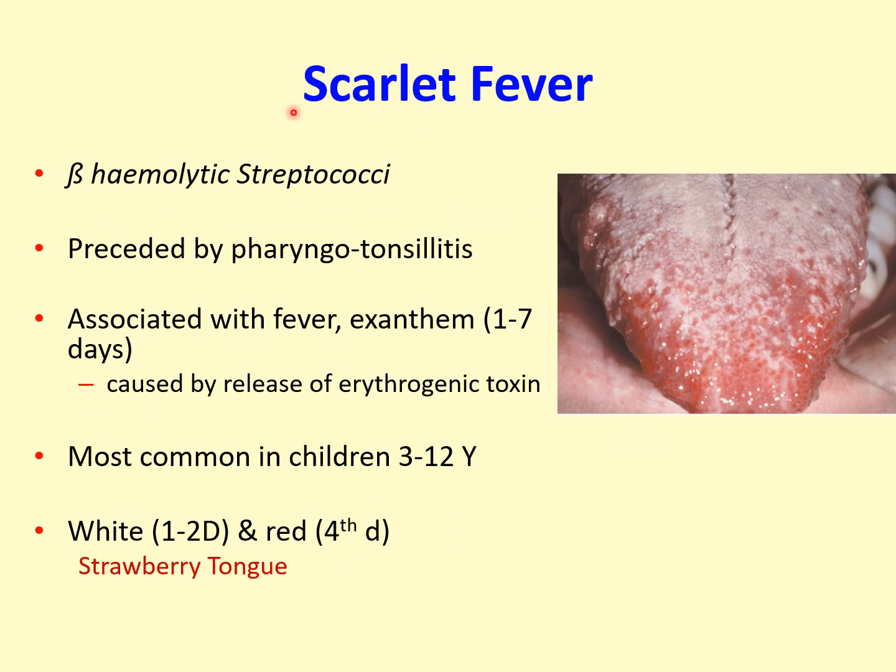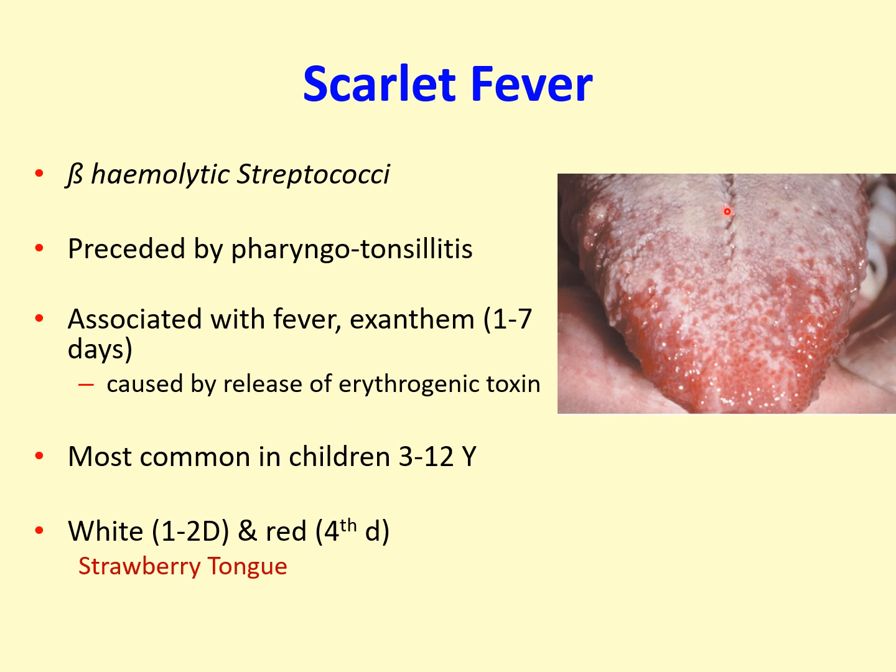A well-recognized bacterial infection in children is scarlet fever, which is caused by beta hemolytic streptococci. The infection initially manifests as pharyngotonsillitis, followed by development of fever and a rash 1 to 7 days after pharyngitis, which is caused by the release of erythrogenic toxin by streptococci. It's most commonly seen in children of 3 to 12 years and often involves manifestations on the tongue.